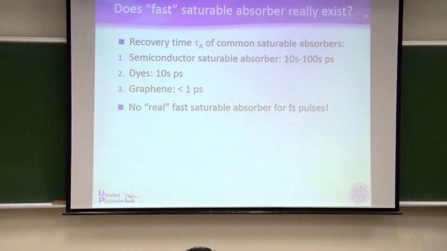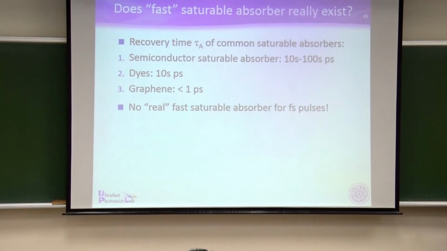But even though there is no real fast saturable absorber for femtosecond pulses, if your laser can generate like 10 femtosecond pulse, all of these are relatively slow compared with your pulse, right? So under our definition, they are all slow saturable absorbers. They are not fast. Then even the fastest material, graphene, is still slow compared with the pulse you intend to generate. So in theory, this model is useless, right?